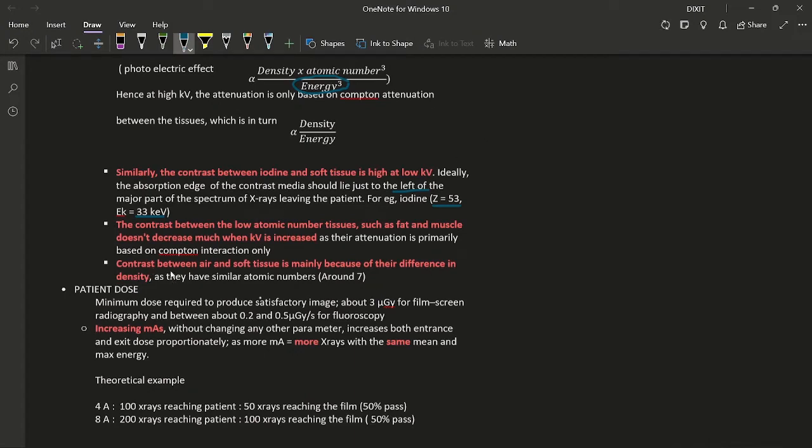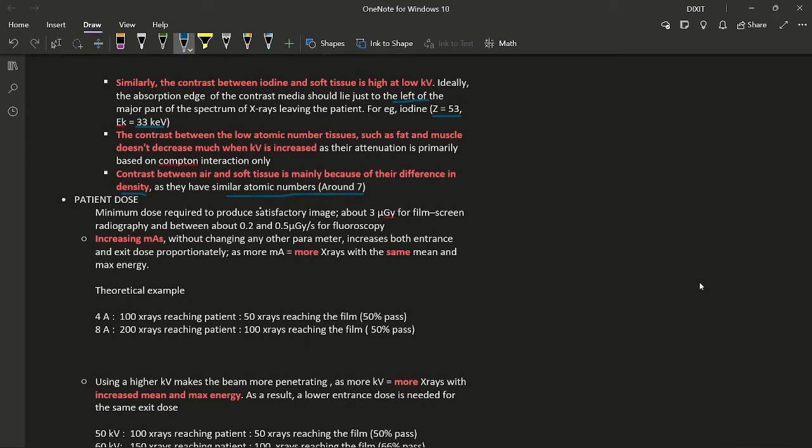And also it is interesting to know that the contrast between air and soft tissue is actually mainly because of their difference in density, because both of them have very similar atomic numbers. Now they might trick you and give you a statement like the contrast between air and soft tissue is because of their atomic numbers, but that statement is wrong.